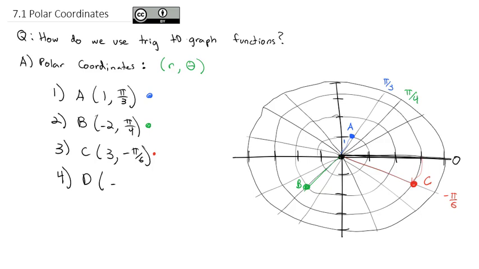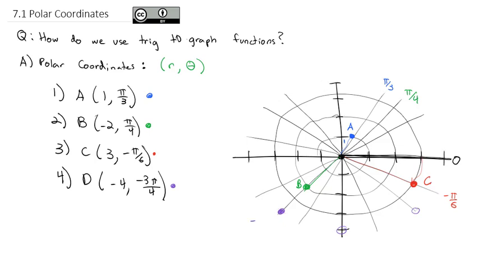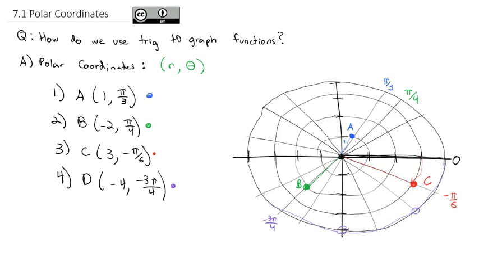Let's go -4 this time and -3 pi over 4. And I'm going to graph this one in purple. -4 means the radius is going to be backwards 4 from an angle of -3 pi over 4. So there's 1, 2, -3 pi over 4. I shouldn't actually label that with a dot because that's not my point. But my angle comes around to negative 3 pi over 4. And then from there, my radius is going to come out negative 4 the opposite direction.